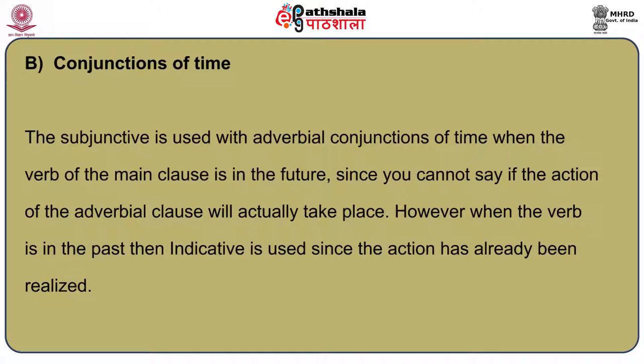Coming to the next set for the usage of the subjunctive, we find the conjunctions of time. The subjunctive is used with adverbial conjunctions of time when the verb of the main clause is in the future, since you cannot say if the action of the adverbial clause will actually take place. However, when the verb is in the past, then indicative is used since the action has already been realized.